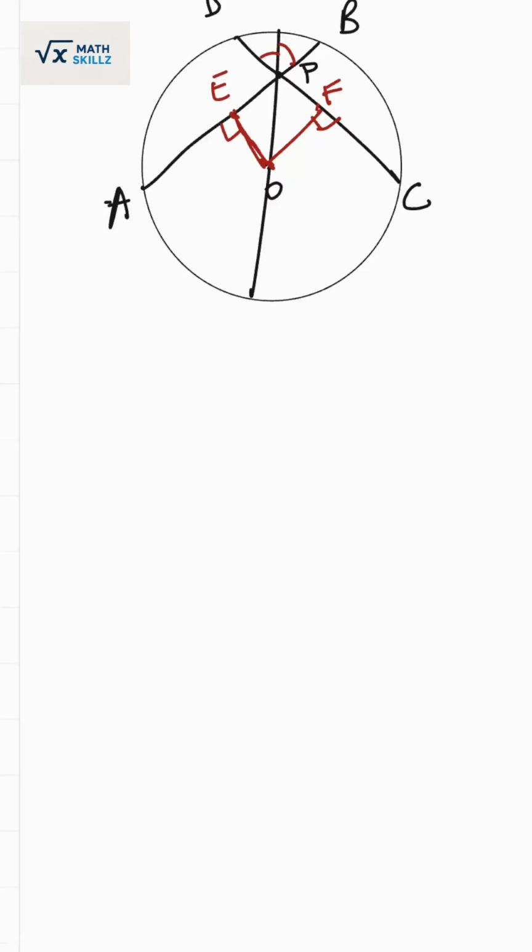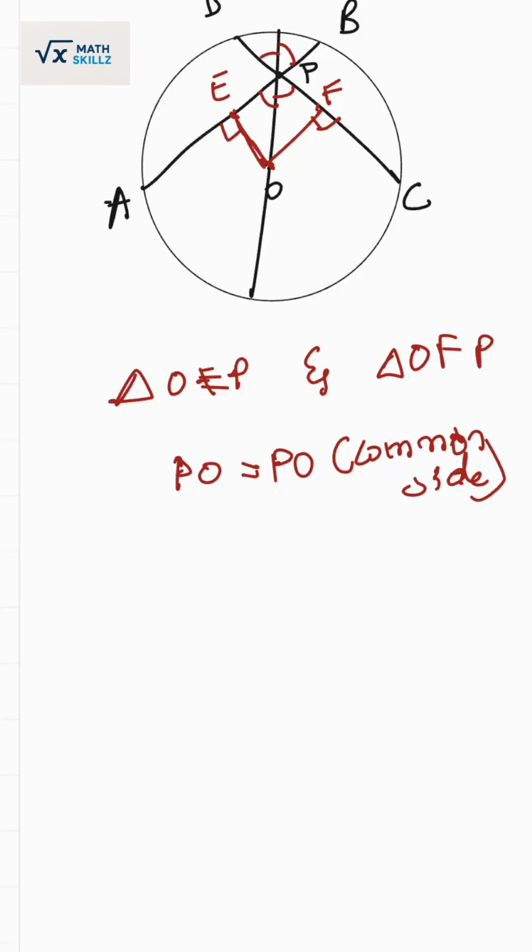Because AB and CD make equal angles with the diameter, angle EPO equals angle OPC. Now let us consider two triangles here: triangle OEP and triangle OFP. In these two triangles, we have PO as the common side, PO equals PO. We have angle EPO equals angle FPO, because it is given in the question that the two chords make equal angles with the diameter.